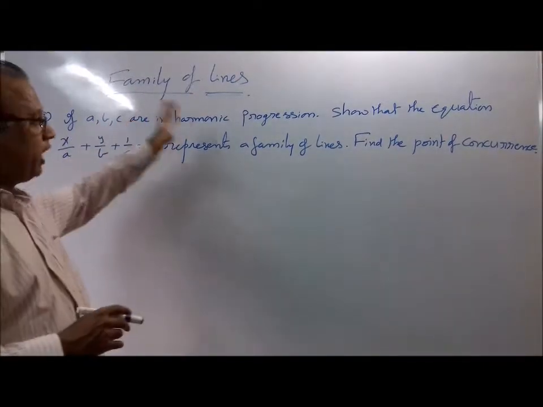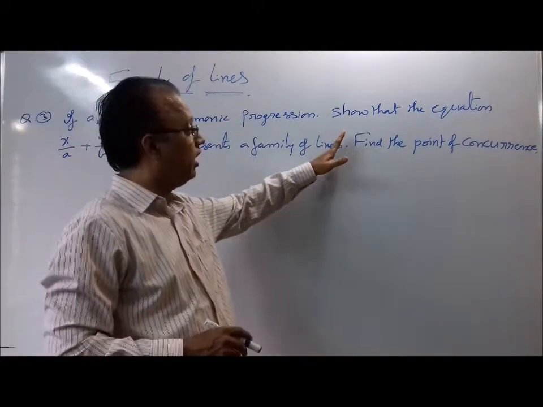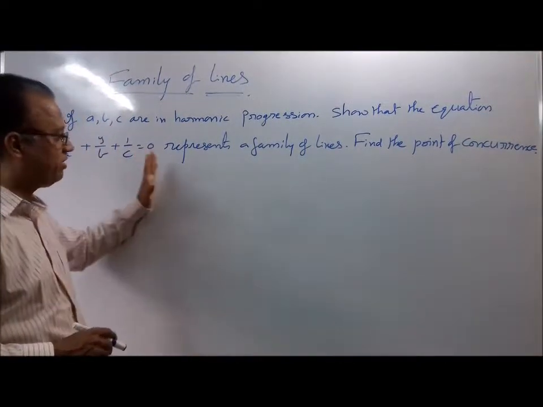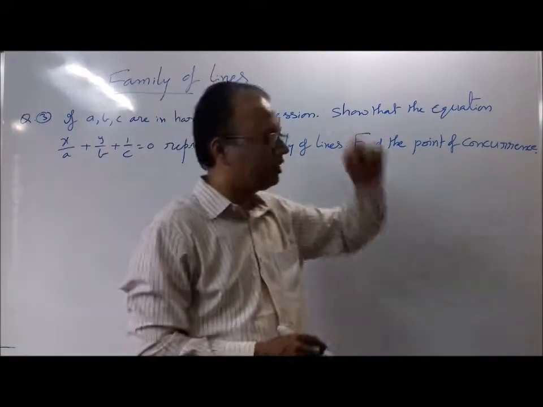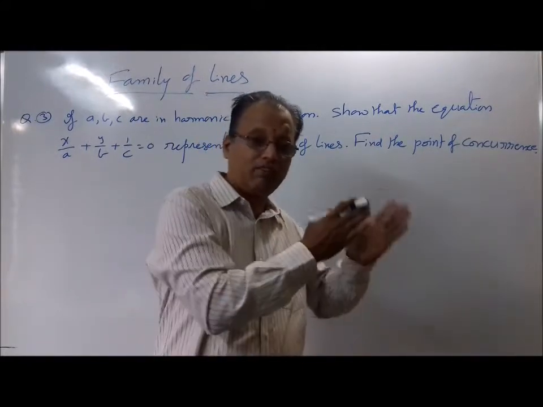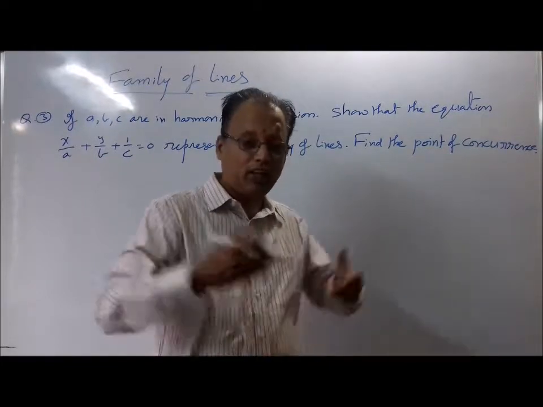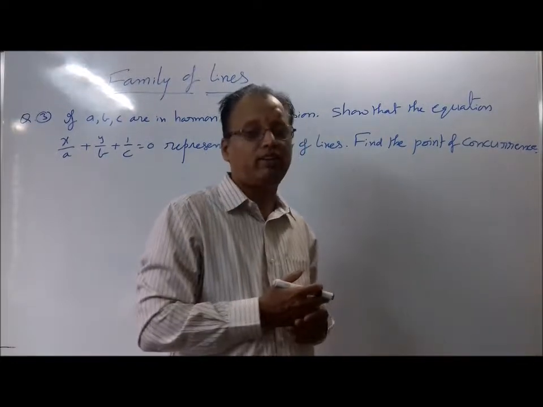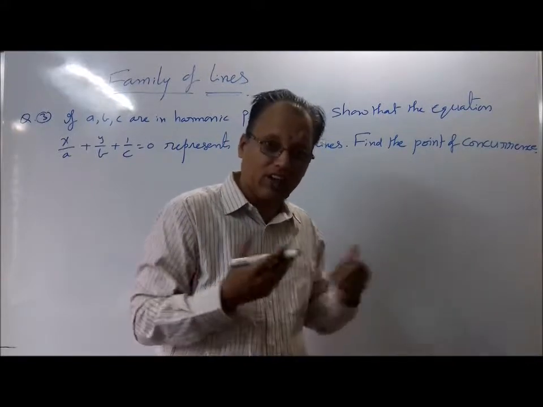Here, the third problem: if A, B, C are in harmonic progression, show that the equation x by A plus y by B plus 1 by C equal to 0 represents a family of lines. Find the point of concurrence. So here also what we adjust? It is in the form of lambda 1 L1 plus lambda 2 L2 equal to 0. And then the point of intersection of those two lines L1 and L2 is nothing but the point of concurrence of this family of concurrent lines.